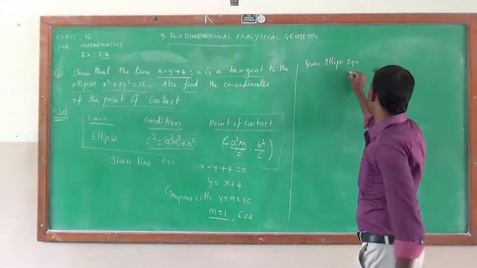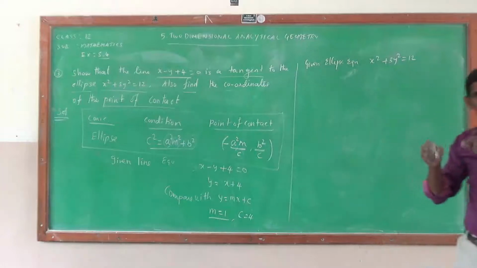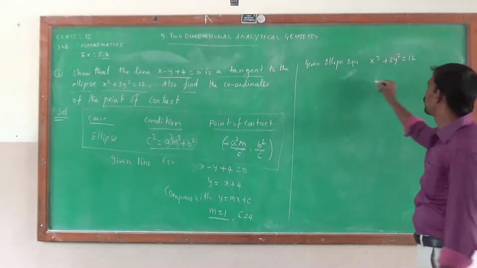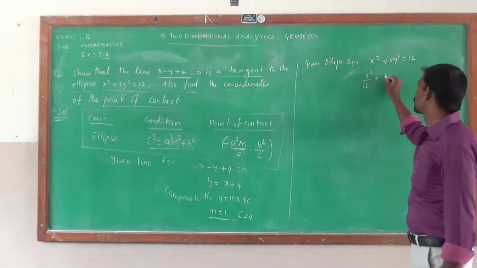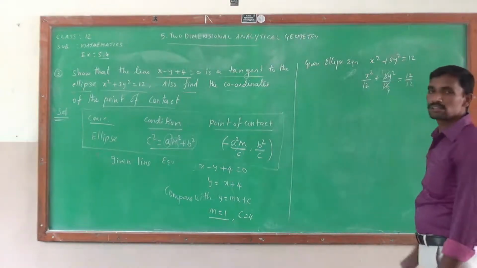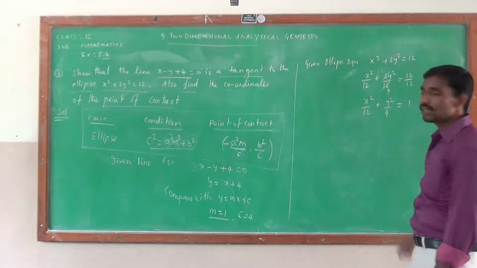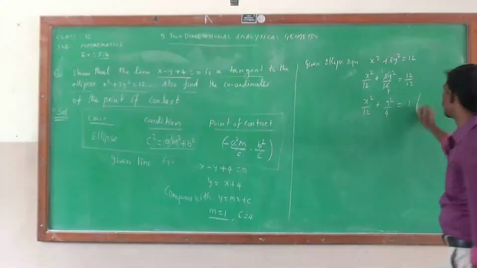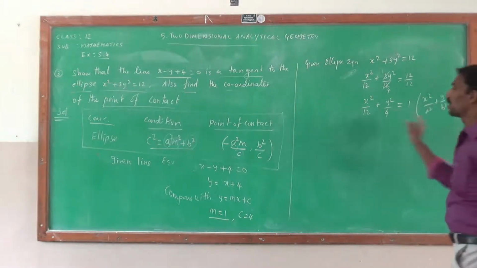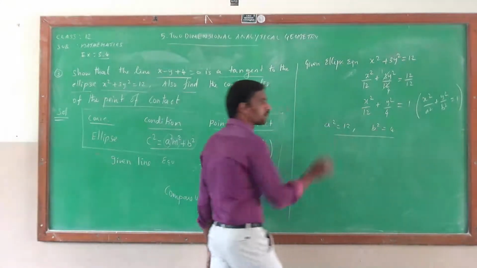Now, given equation of ellipse, this is nothing but x square plus 3y square, which is equal to 12. This one is not in standard form. We want to write it as a standard form, so the right side should be 1. So divided by 12, we are getting x square divided by 12 plus 3y square divided by 12, which is equal to 12 divided by 12. 3 ones are 3 and 4 threes are 12. So x square divided by 12 plus y square divided by 4, which is equal to 1. Compare with the ellipse equation, x square divided by a square plus y square divided by b square, which is equal to 1. We are getting a square is equal to 12, b square is equal to 4.